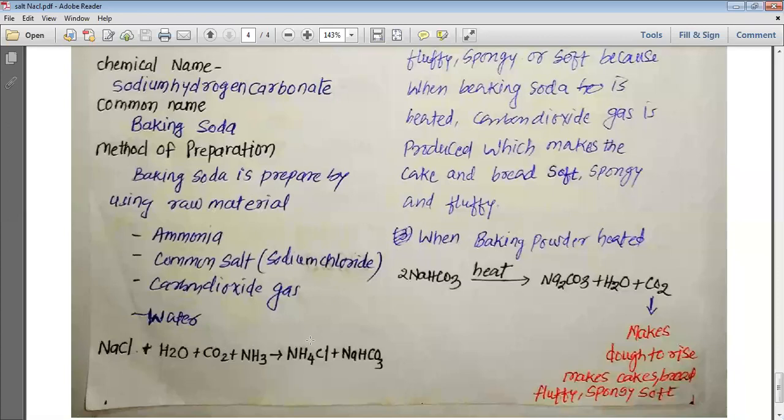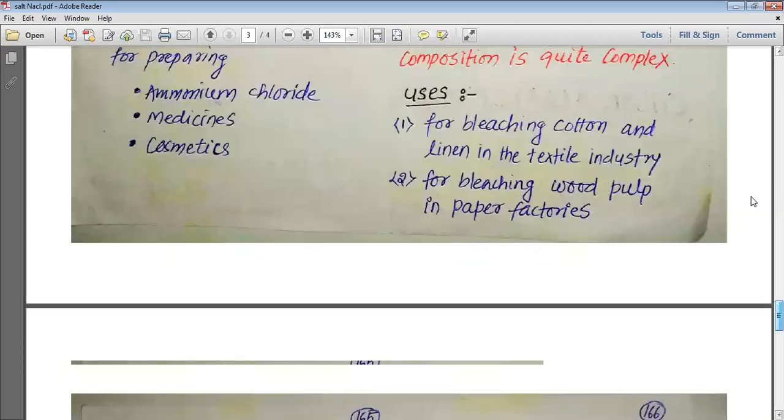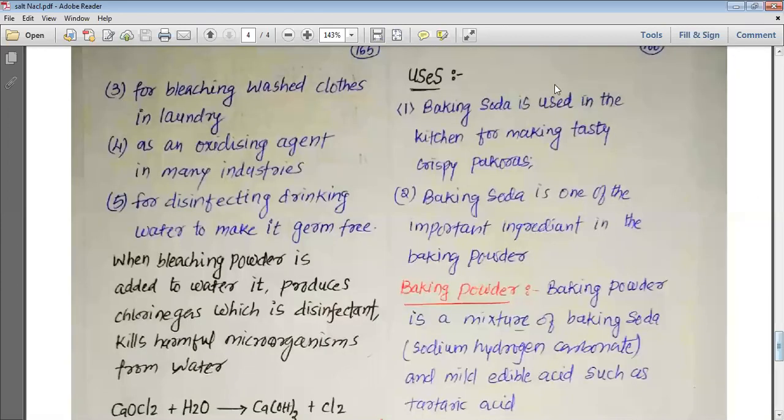Yesterday I even told you, my dear students, that this is the only reaction which has 4 reactants and 4 products, and at the same time we can understand that none of the reactants or products are multiplied by any number other than 1. So this is how this reaction is very unique for the preparation of sodium hydrogen carbonate. Now we should look at the various uses of baking soda.